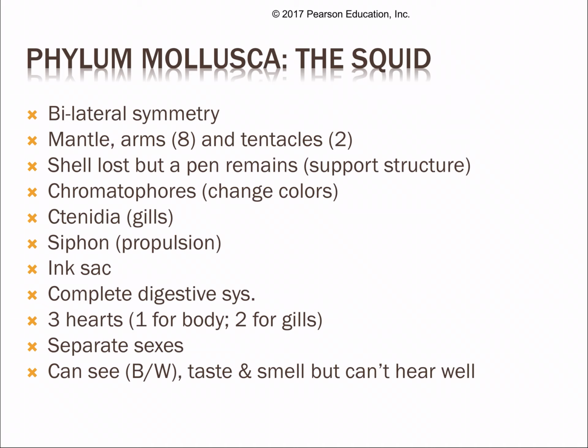So the squid can be gigantic or be very small, lots of different species, but here's the major characteristics of squid. They're bilaterally symmetrical. They have a mantle, they have 8 arms and 2 tentacles. The shell is lost, but the internal support structure of the pen remains.